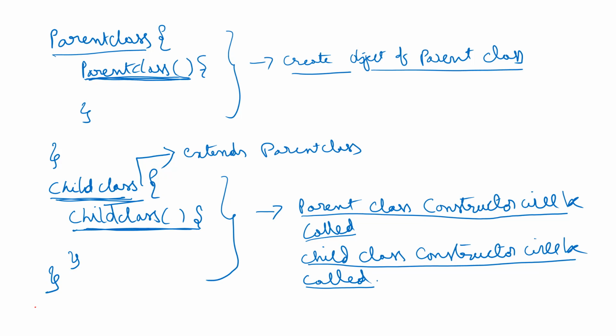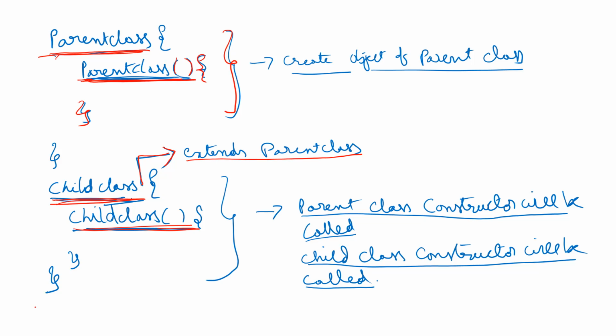Let me explain this again. Let's say we have two classes. One is a parent class and another one is a child class, and the child class is extending the parent class. That means this is a child class of this parent class, and in the parent class I have a constructor. The constructor name is same as that of the class name. So the constructor here is parent class with brackets, and in the child class also I have another constructor which is child class here.